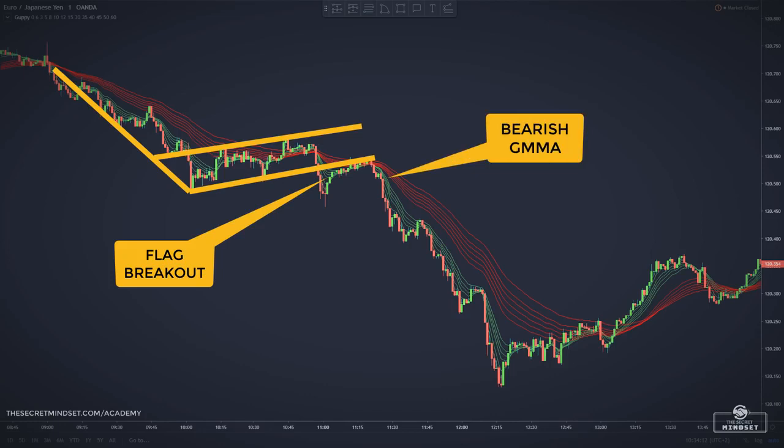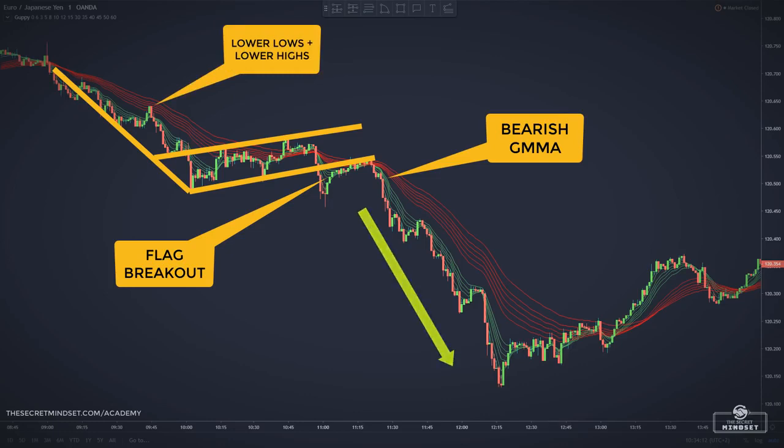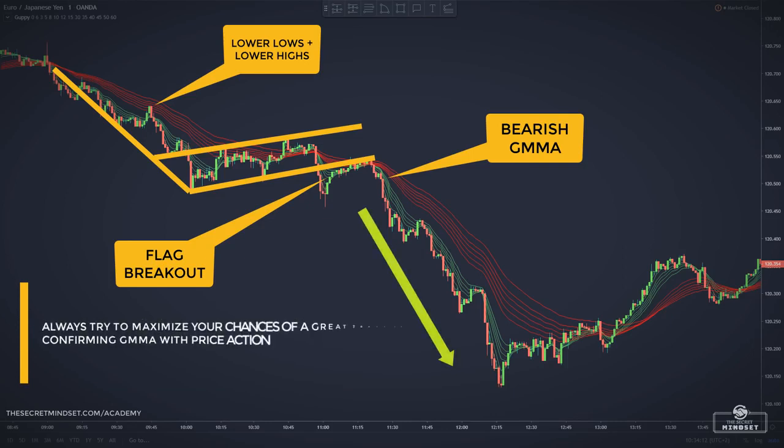Guppy is not a standalone trading strategy. However, I have found the greatest returns when combining Guppy with price action, because price action addresses periods of consolidation where Guppy tends to underperform. So always try to maximize your chances of a great trade by confirming your bias with other tools.